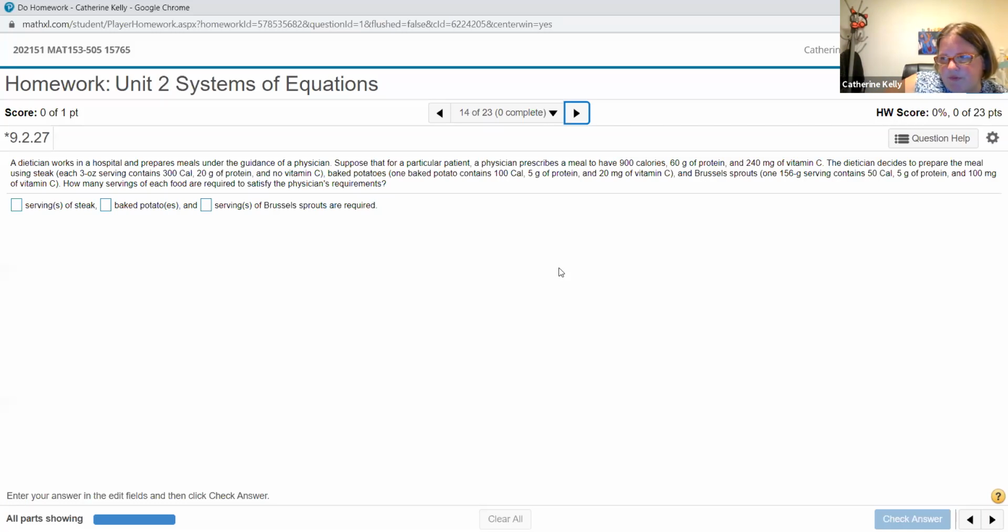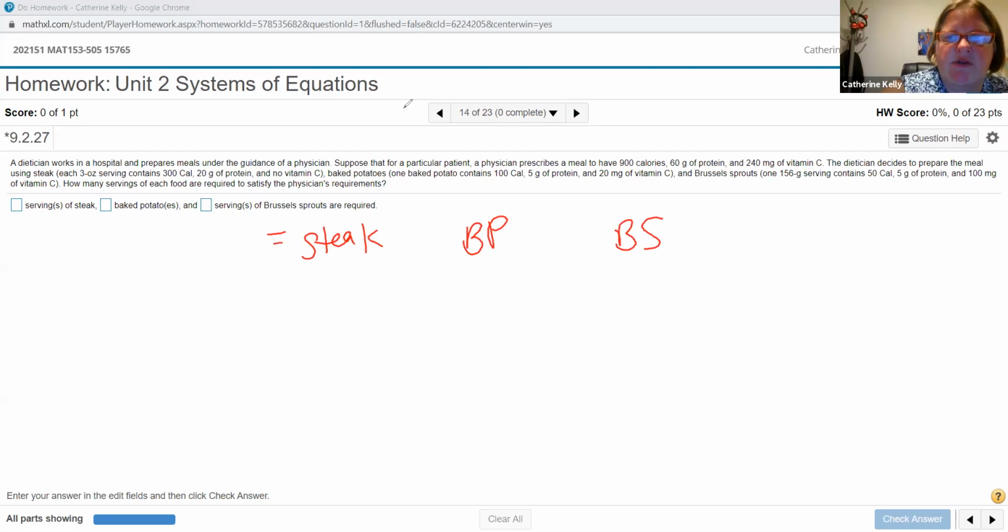So the 3 types of food are A, B, and C. Let's look at them. We have steak, baked potato, and Brussels sprouts. So I'm going to say steak is X, baked potato is Y, and Brussels sprouts is Z.